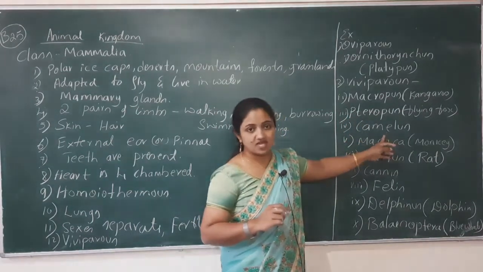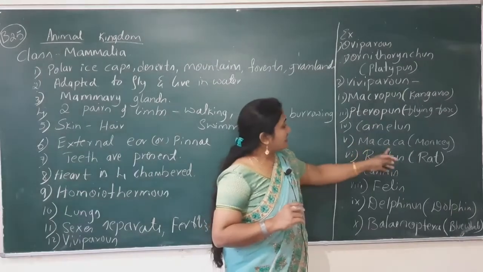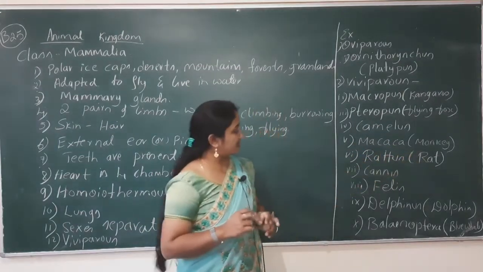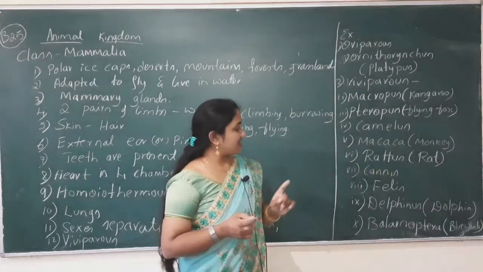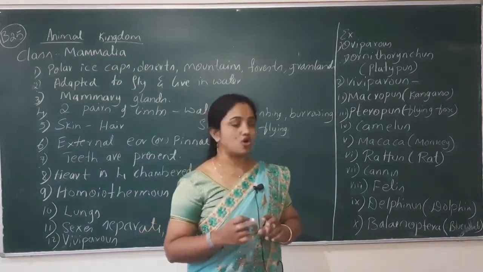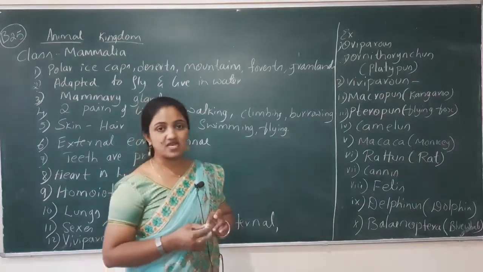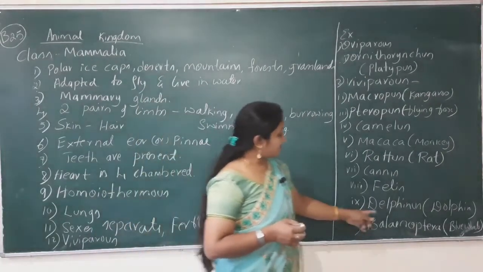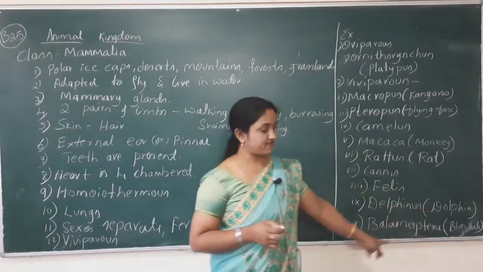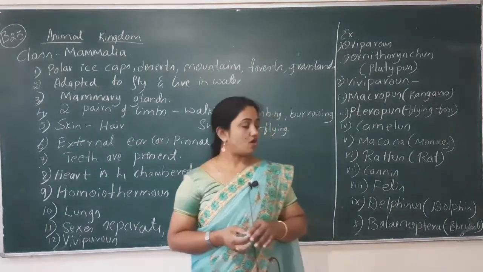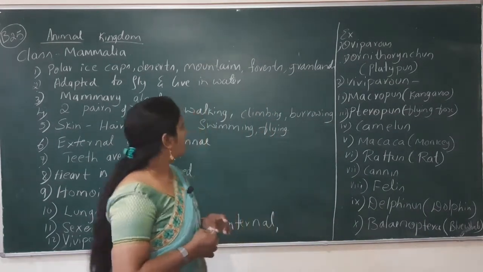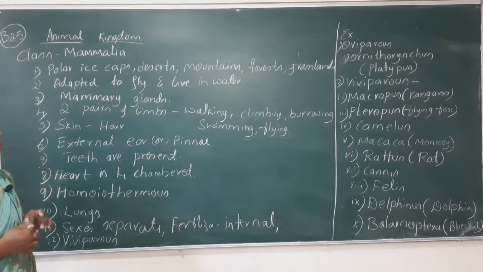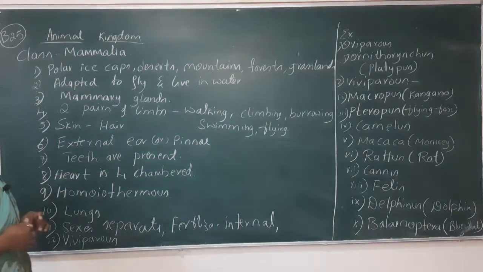Camelus, common name is camel. Macaca, common name is monkey. Rattus, common name is rat. Canis, common name is dog. Felis, common name is cat. Delphinus, common name is dolphin. Balaenoptera, common name is blue whale. So I think you understood all these phyla and classes.